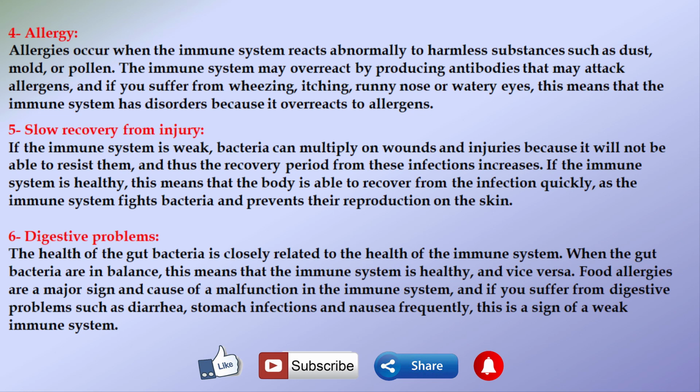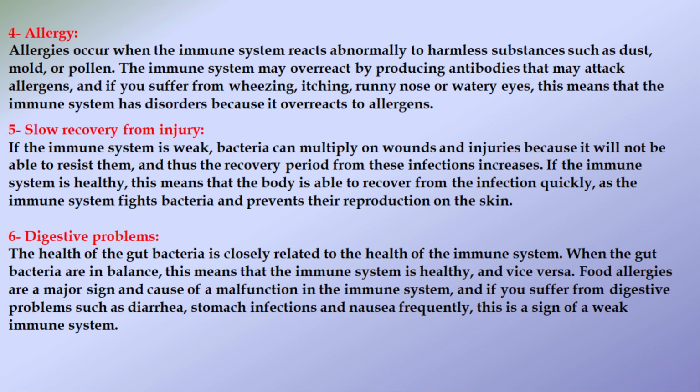6. Digestive problems. The health of the gut bacteria is closely related to the health of the immune system. When the gut bacteria are in balance, this means that the immune system is healthy, and vice versa. Food allergies are a major sign and cause of a malfunction in the immune system, and if you frequently suffer from digestive problems such as diarrhea, stomach infections and nausea, this is a sign of a weak immune system.